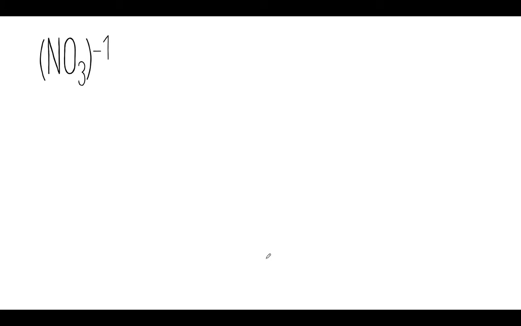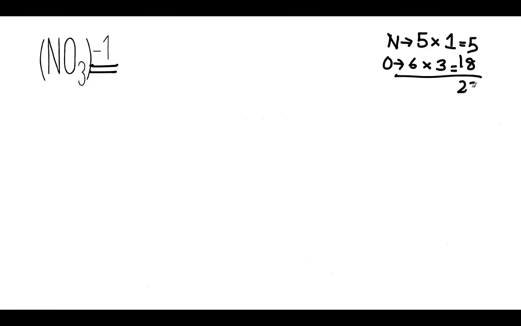Okay, so let's take a look at a polyatomic ion. The first thing that is different about these ions is that there is an overall charge. We'll come back to that when we talk about the formal charge. So let's count all of the electrons that are there for this ion. Nitrogen has 5 and there's only 1 of it. Oxygen has 6 and there's 3 of them. So this gives me 23 valence electrons.